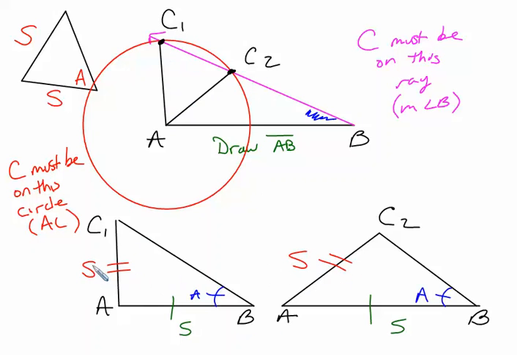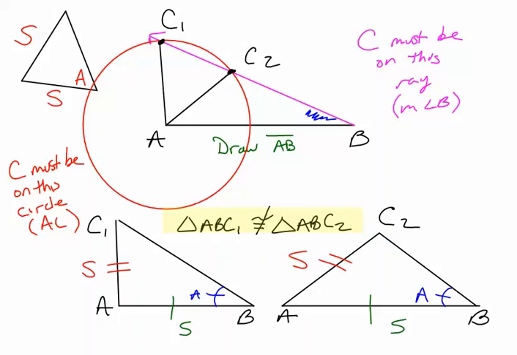And now looking at these triangles, they have the same side, side, angle combination, but they are clearly different. They are not congruent. So you would say triangle ABC1 is not congruent to triangle ABC2. Clearly we can see why that's the case.